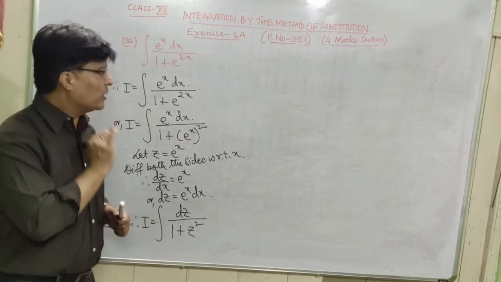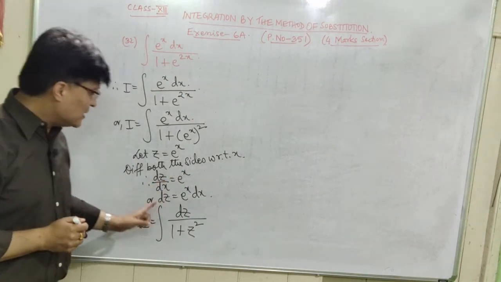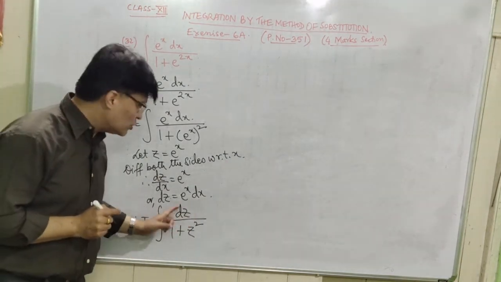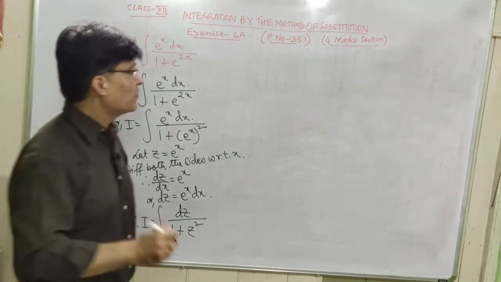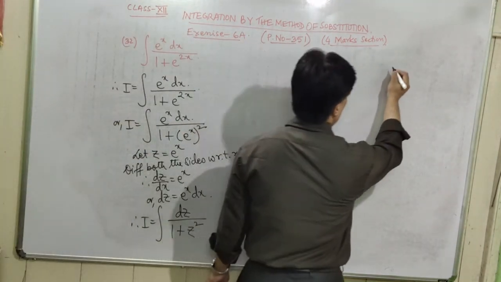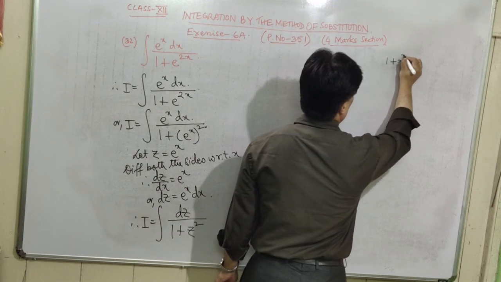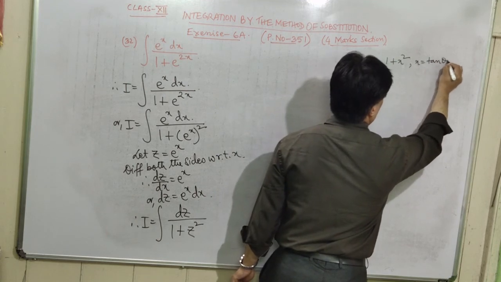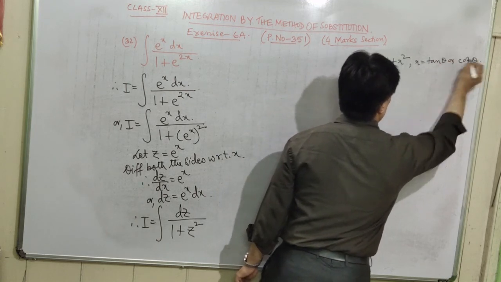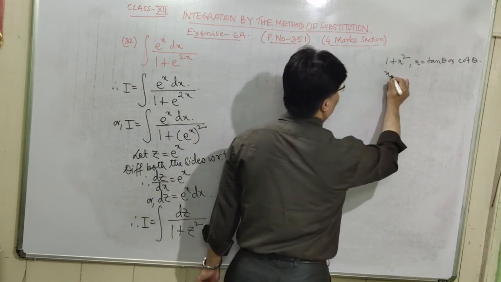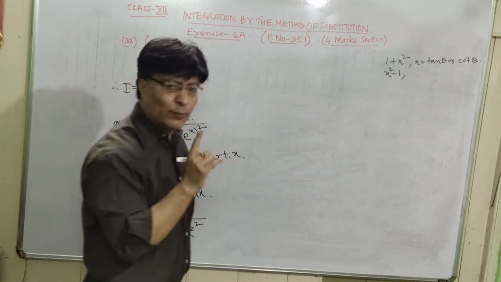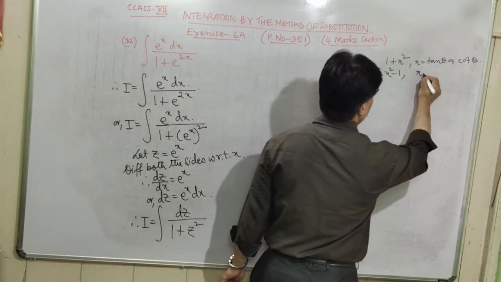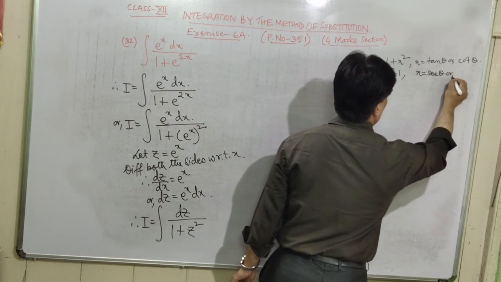Is that clear? So here is a different method. In this case, you have to use the method of substitution by trigonometry. In differentiation also I told you about this. Whenever you have 1 plus x square, you can put x is equal to tan theta or cot theta. Whenever you have x square minus 1, and you want to put a trigonometric function, then you can put x is equal to sec theta or cosec theta.